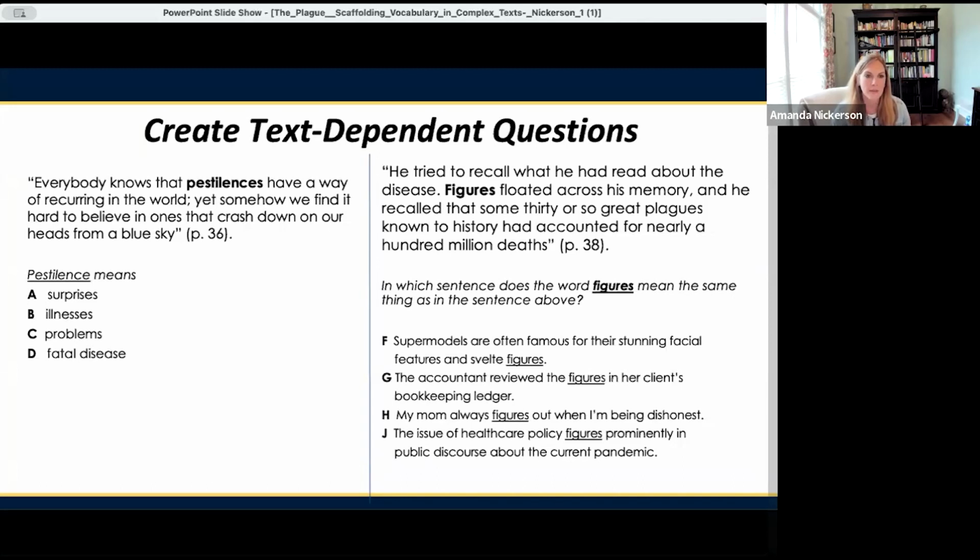So everybody knows that pestilences have a way of recurring in the world, yet somehow we find it hard to believe in ones that crash down on our heads from a blue sky. Pestilence means what? Surprises, illnesses, problems, or a fatal disease. And then you can see another example to the other side using the word figures, which is a multiple meaning word, and having them think about within the context of the story which definition of figures is being used.